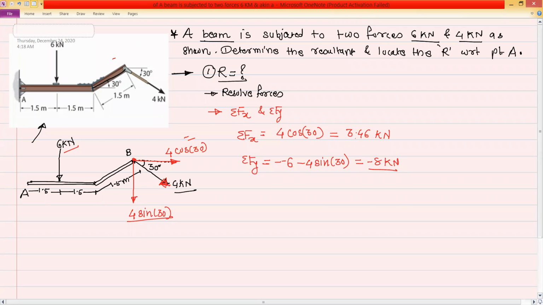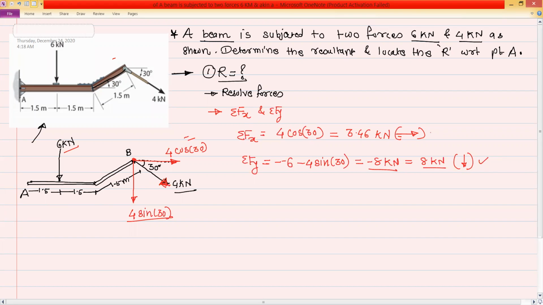Okay. So this 3.46 kilonewton, as the answer is positive, its direction is towards the positive x direction. And minus 8 kilonewton, this is the summation Fy. That means its magnitude is 8 kilonewton, okay, and it is acting in the negative y direction.